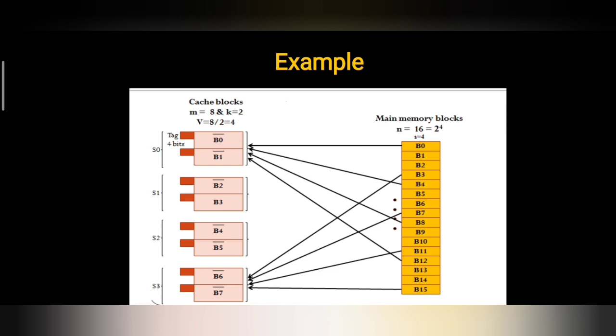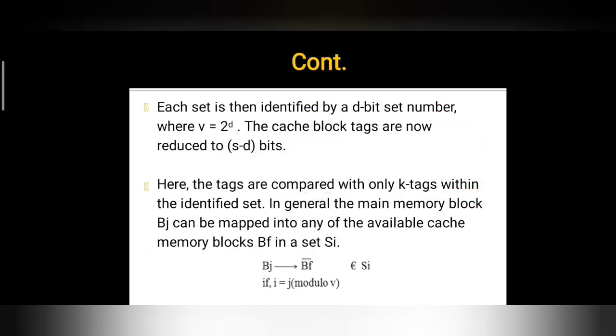Now I just want to see that. Let me first talk about the B0 main memory block. In order to find out my main memory block B0, I just want to see in which particular set my B0 can be mapped. So for this, just look at the below mentioned modulo function. So Bj can be mapped to Bi, where Bj is my main memory block and Bi denotes the cache memory block. So i equals j modulo v, where j is my block number of main memory and modulo v gives the set.